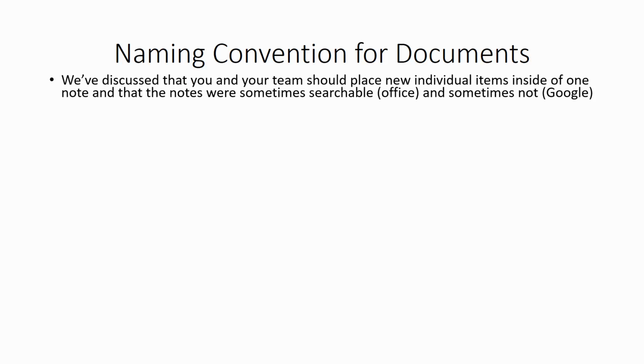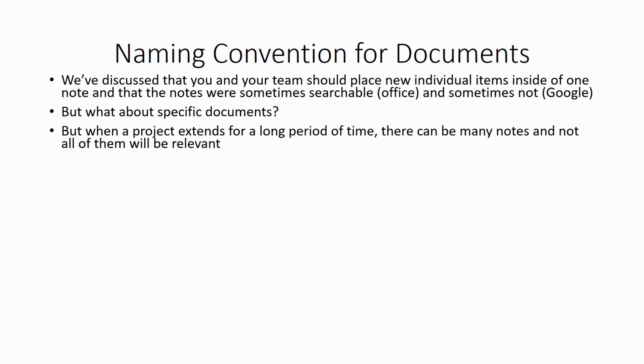In this video, we're going to be discussing using a naming convention for documents and files that you upload into Evernote in the team shared space. Now we've already discussed the fact that you and your team should place individual items inside of one particular note, and that those notes were sometimes searchable in the case of an Office document and sometimes they weren't in the case of a Google document. But now, how should you classify those specific documents within the actual note?